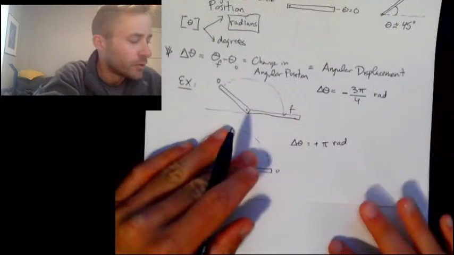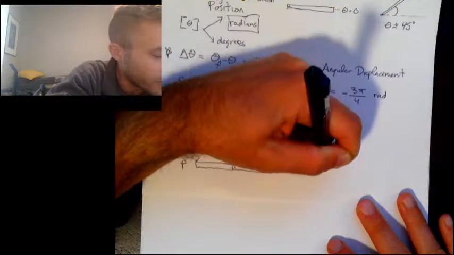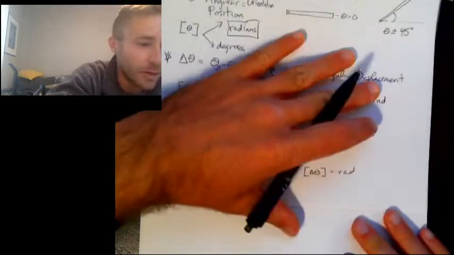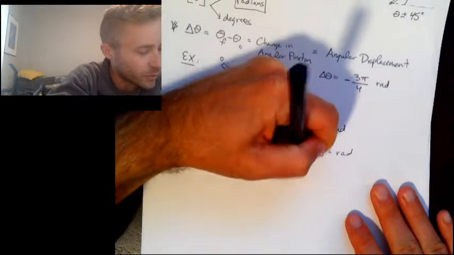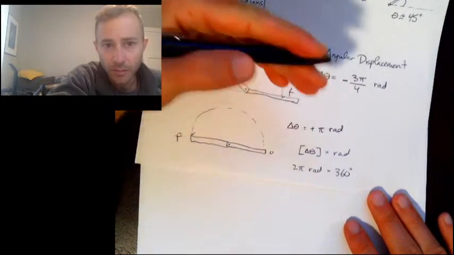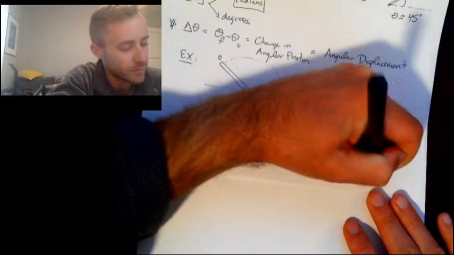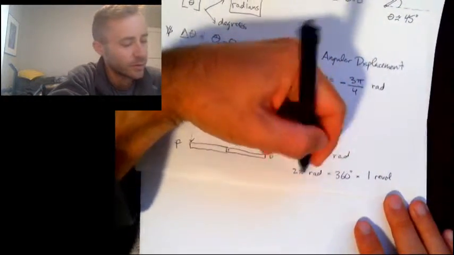Excellent. So obviously the units of delta theta are also going to be radians. But there are some other units that are common out there. You could also talk about degrees. So remember, 2 pi radians is equal to 360 degrees. And another fairly common unit is revolutions. So 1 revolution is a full rotation. So that's the same thing as 360 degrees.